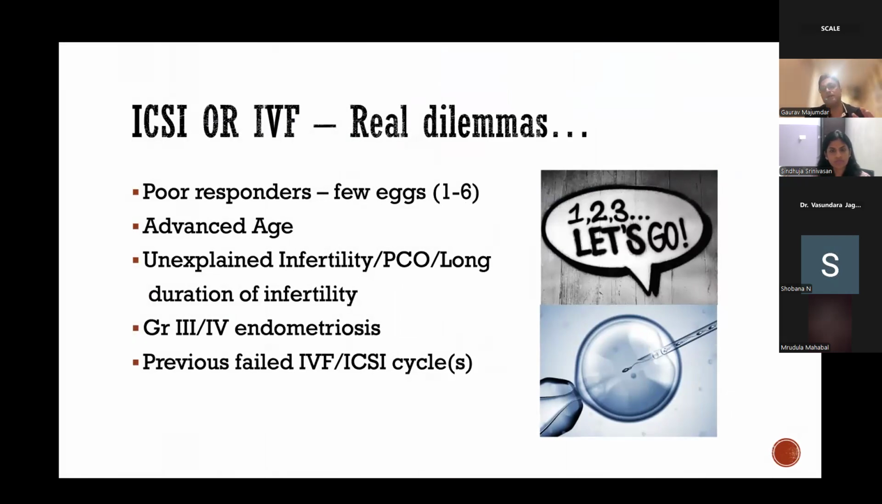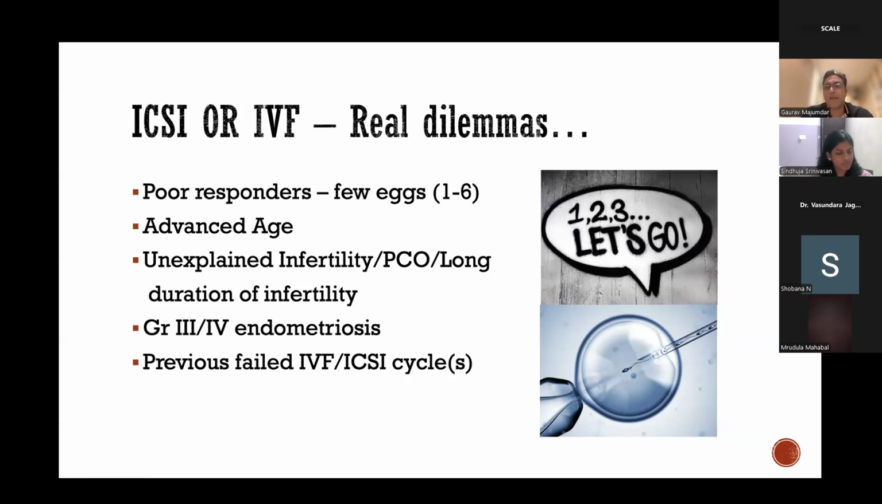But still, despite all of this, we know that there are real dilemmas every day in the IVF lab, where each of us feels afraid that if I do ICSI, what will happen, whether it will fertilize or not. Nobody wants to face a TFF and then sit and explain why you didn't do ICSI, when you could have easily done it and it would have saved us so much trouble. And those cases are poor responders, where there are very few eggs, 1 egg, 2 eggs, or anything in the vicinity of 6 eggs. Advanced age, somehow we feel if it's a 42-year-old with few eggs, then better do ICSI. Then obviously one very important patient group is unexplained infertility with PCOS, with a long duration of infertility.